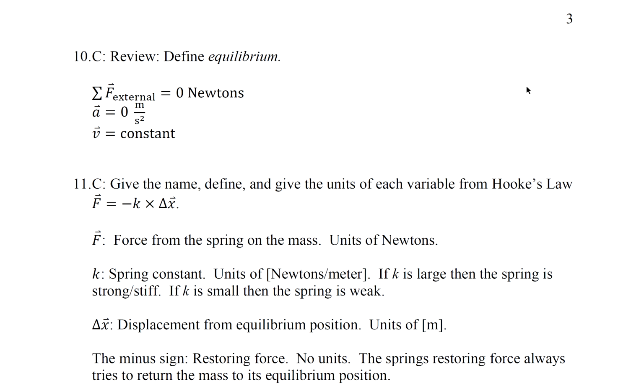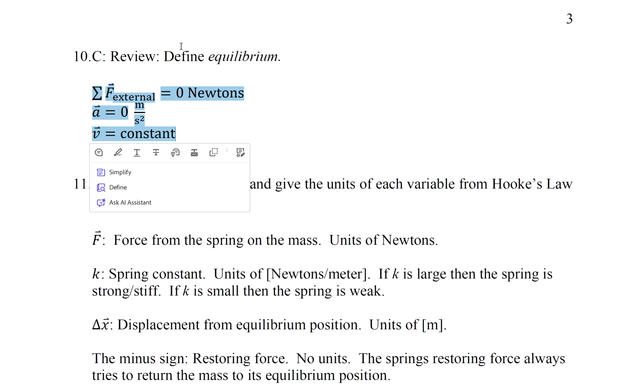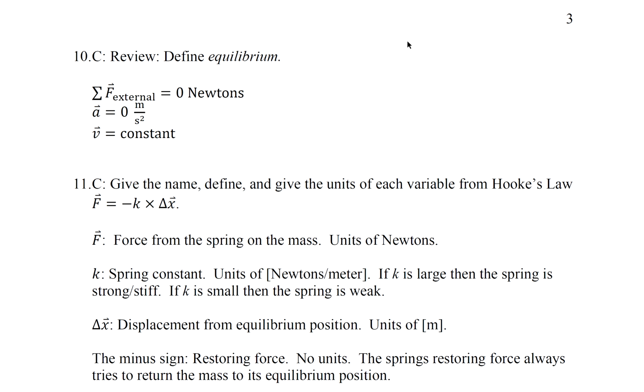Question 10, review. Define equilibrium. Equilibrium is when sigma F equals 0, a equals 0, v equals constant. Because remember the equation sigma F equals ma. So if sigma F on the left-hand side is 0, then a on the right-hand side is 0, and if a is 0, v is constant.